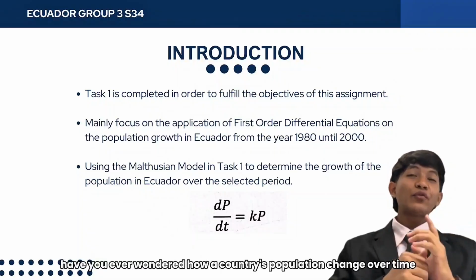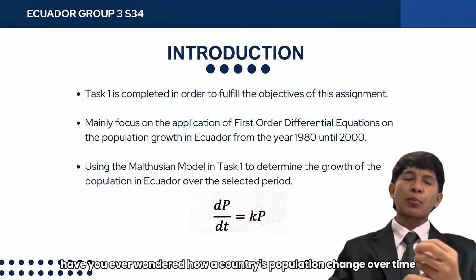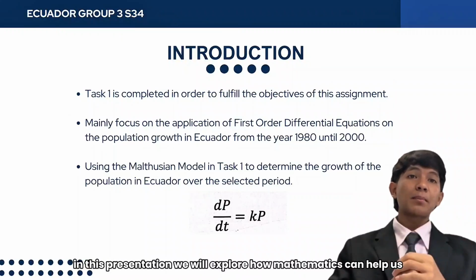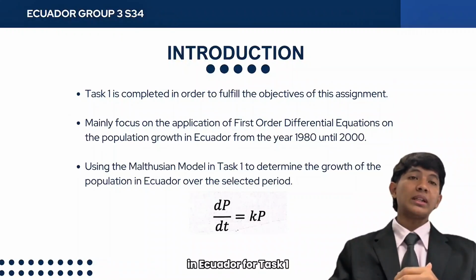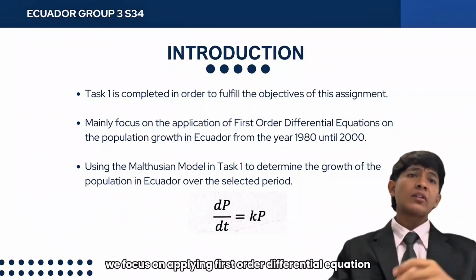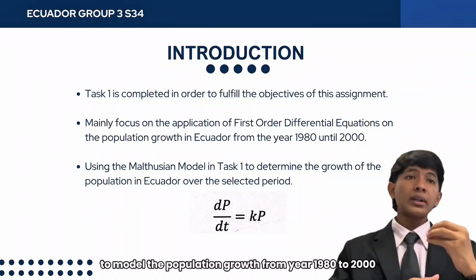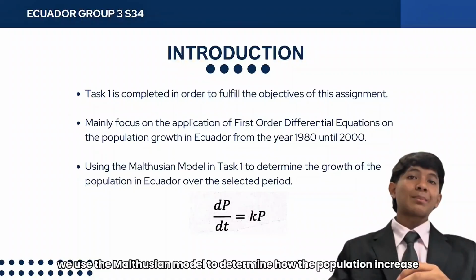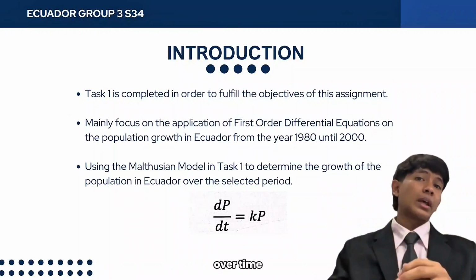Hi everyone, have you ever wondered how a country's population changed over time? In this presentation, we will explore how mathematics can help us understand population growth in Ecuador. For task 1, we focus on applying a first-order differential equation to model the population growth from 1980 to 2000. We use the Malthusian model to determine how the population increased over time.